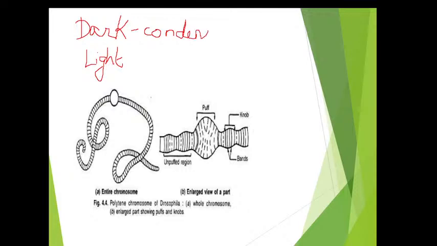So, because the DNA is condensed, there is no transcription from these dark bands. But when protein synthesis is required, the DNA of the bands will undergo decondensation. So in the bands, the DNA will be in the condensed form and there will be no transcription. But when there is a need for the synthesis of proteins, the chromosome will undergo puffing. Puffing means decondensation.